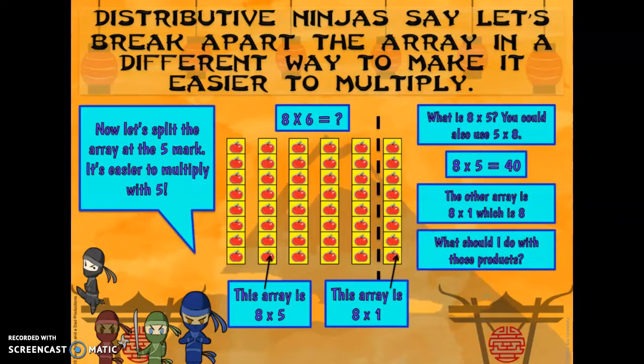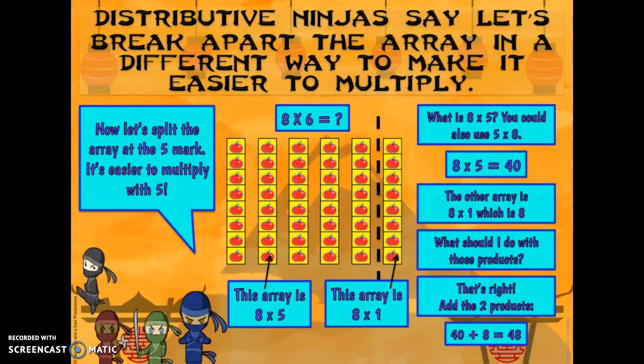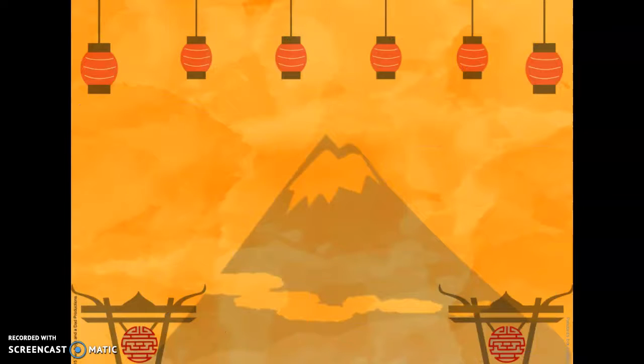What should we do with those two products? You're exactly right. We should add those products together to get our answer, and our answer is going to be 48. So remember that everybody doesn't have to split it up the same way. We all look at math differently, so we could change it up. We could actually split up 8 if we wanted to. So think about what makes it easier for you using the distributive property. So then 8 times 6 equals 48.